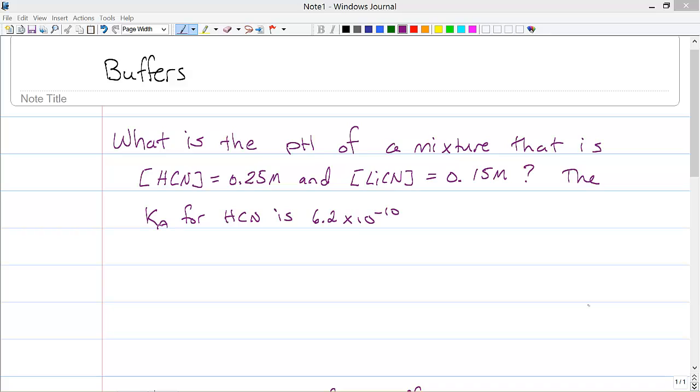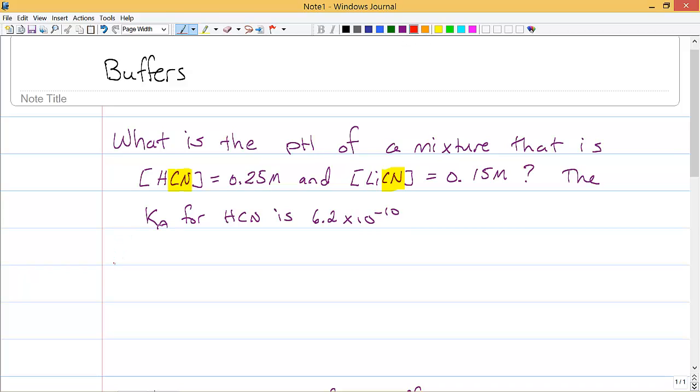So here we go. What's the pH of a mixture that's 0.25 molar of HCN and 0.15 molar of LiCN? You're not told this is a buffer, but you should automatically see that it's a buffer because they have the common ion. There's an acid with the CN. Here's a salt with the CN. They've got a common ion. So that being said, how do we go about solving this type of problem?